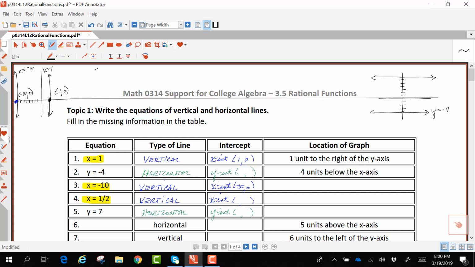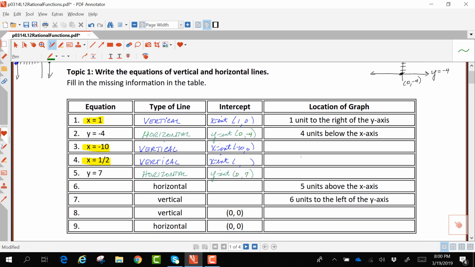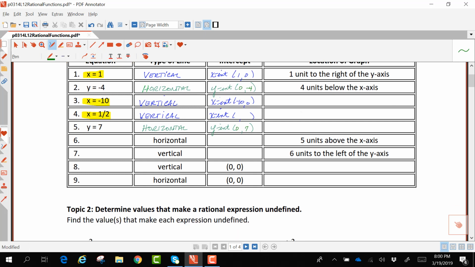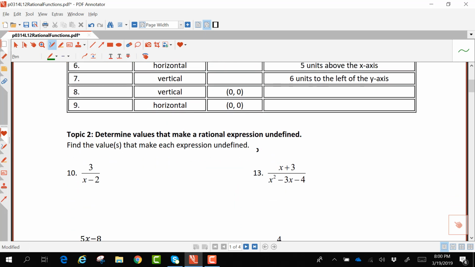they do have y-intercepts. Y equaling negative 4 crosses the y-axis at the point 0, negative 4, which is its y-intercept. Y equaling 7 crosses the y-axis at the point 0, 7, which is its y-intercept. So that should give you a pretty self-explanatory view of these horizontal and vertical lines.